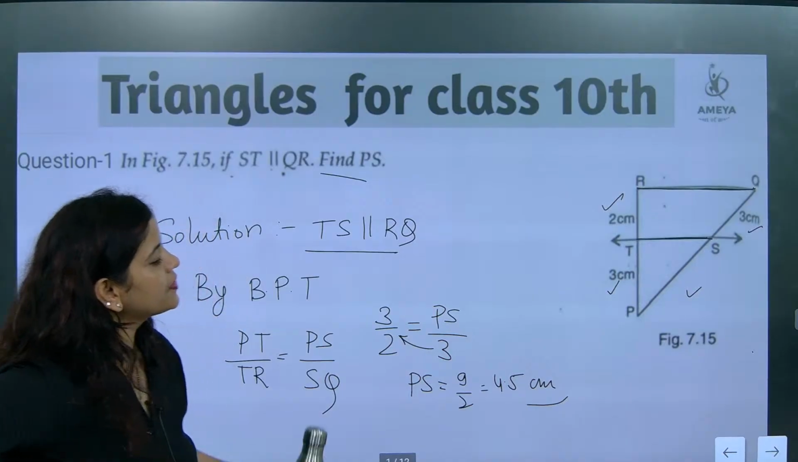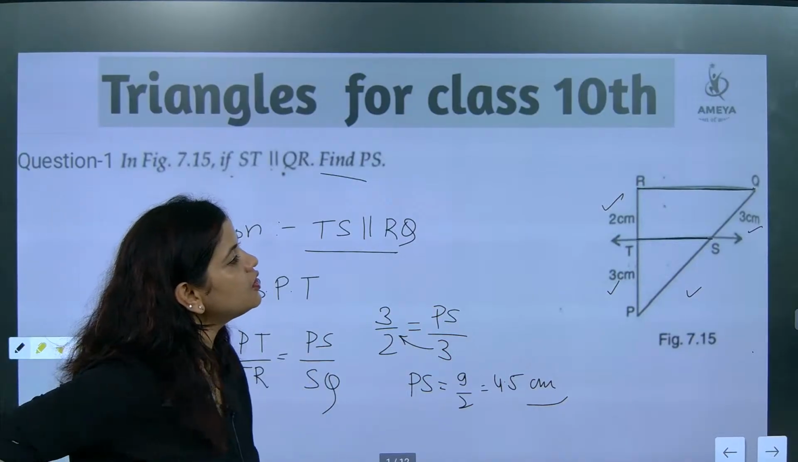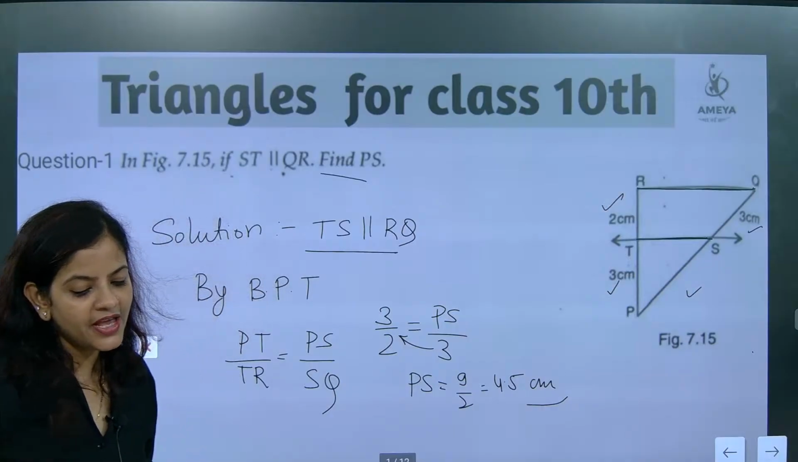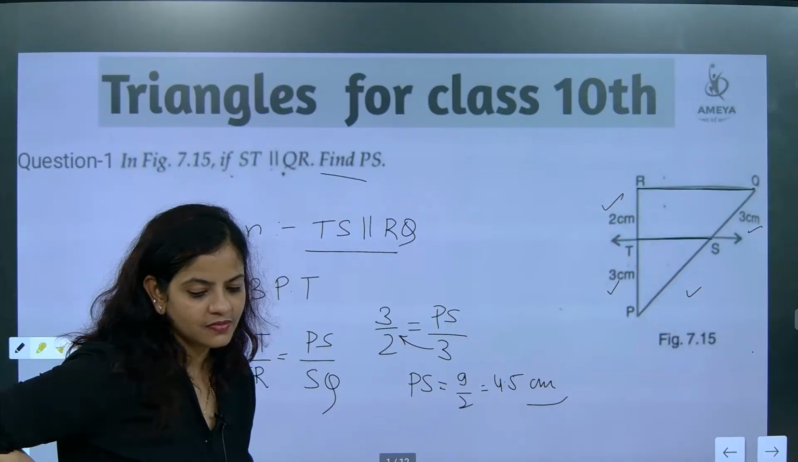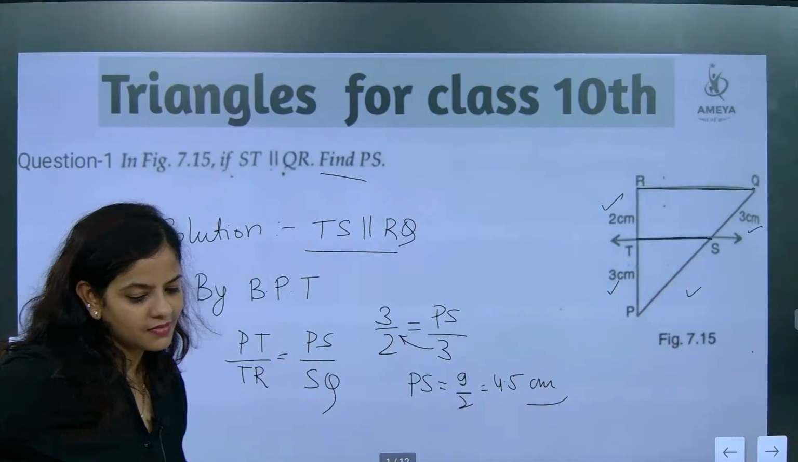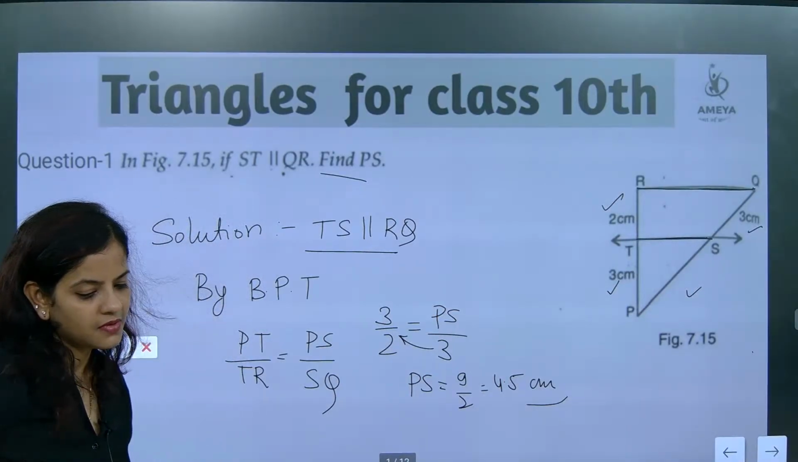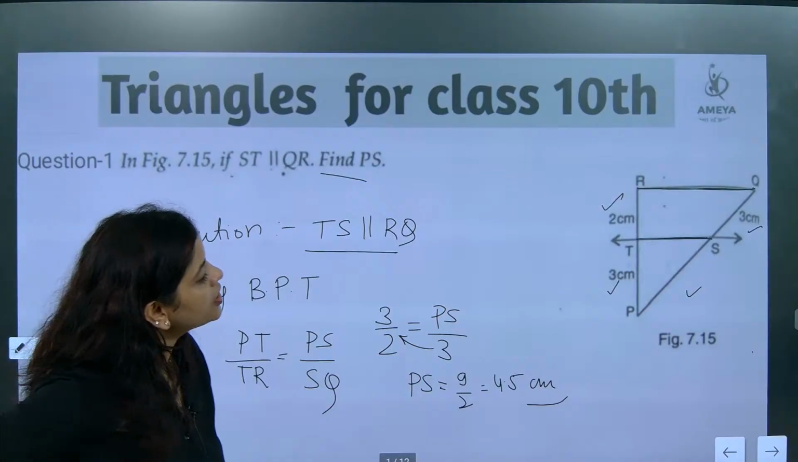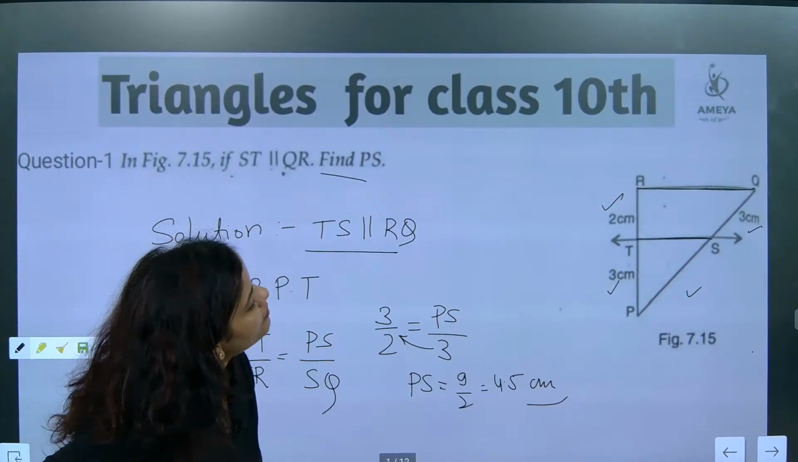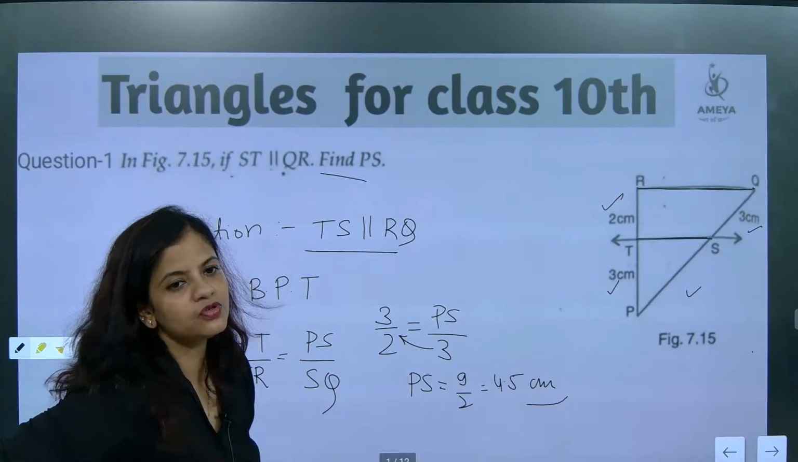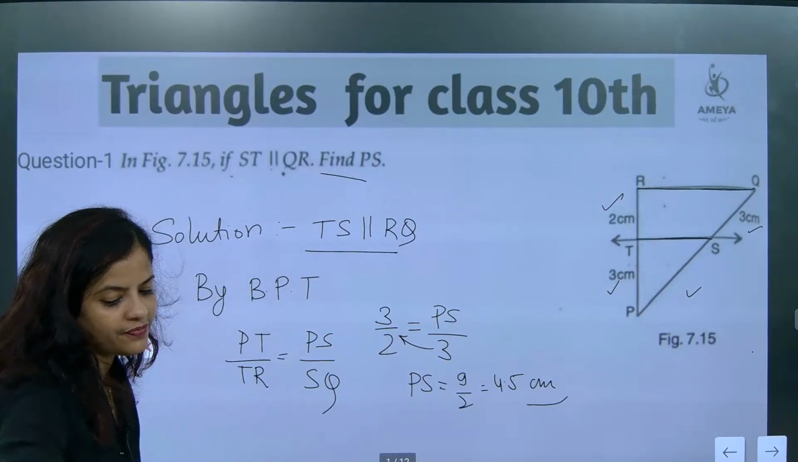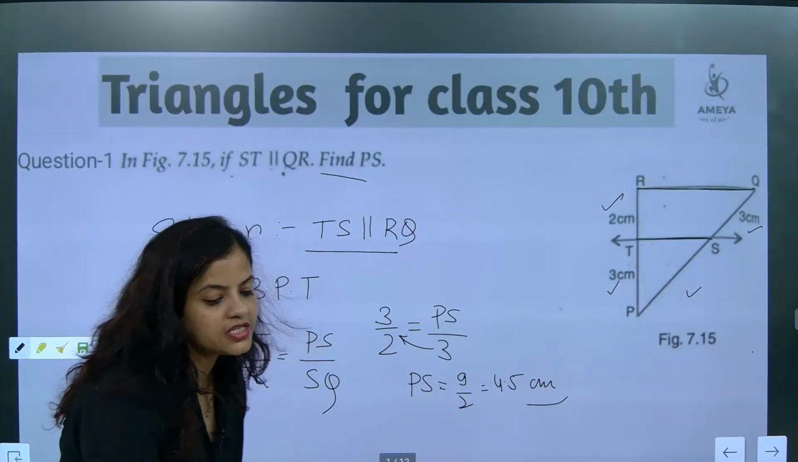Now look here, beta. PT by TR is equal to PS by SQ. PT by TR is equal to PS by SQ. Did you understand? So 3 by 2 is equal to dash by, so 4.5 is coming. How much is it coming, beta? 4.5. Yes, I am going to teach again, Kritika.